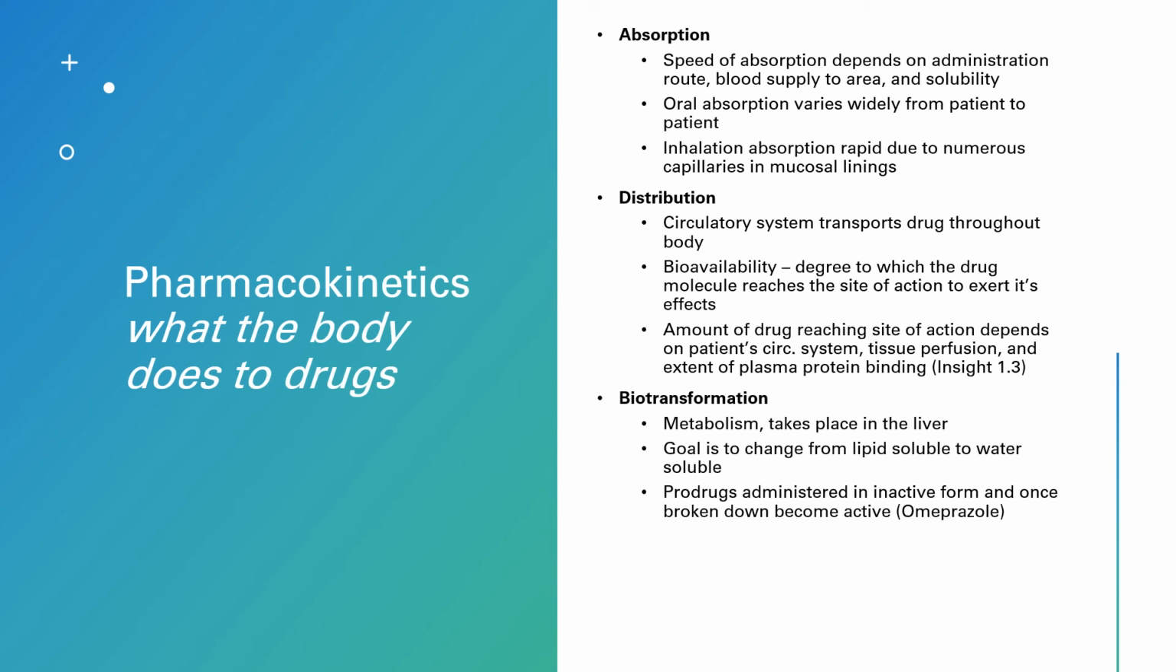example of that is omeprazole, which is a PPI, a proton pump inhibitor. Once that omeprazole gets into your stomach, it is broken down, and what it does is it inhibits those proton pumps and inhibits the overproduction of gastric acid. So this is a heartburn medication.